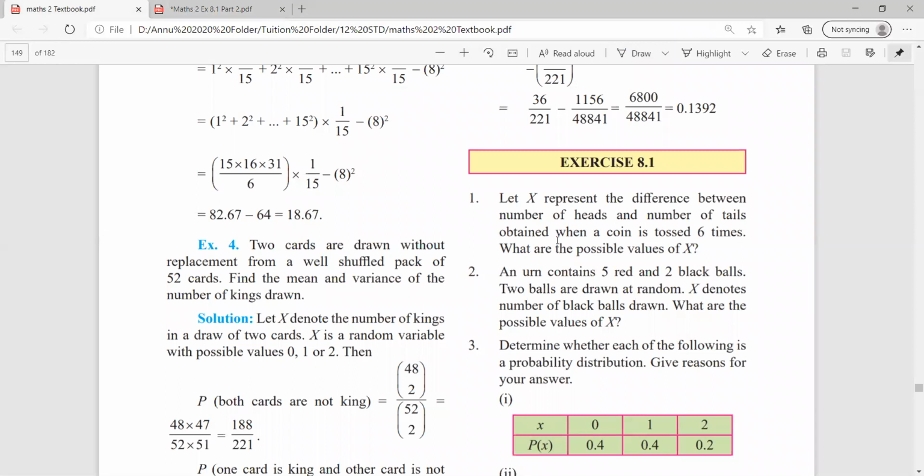Okay. Moving forward with the next sum. An urn contains 5 red and 2 black balls. 2 balls are drawn at random and x denotes the number of black balls drawn. What are the possible values of x? So again, a very simple sum. Total balls we are having is 5 plus 2, 7. Okay, we are having 5 red balls and 2 black balls.